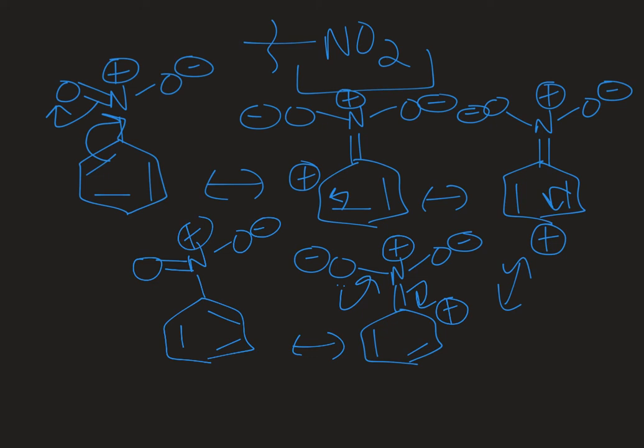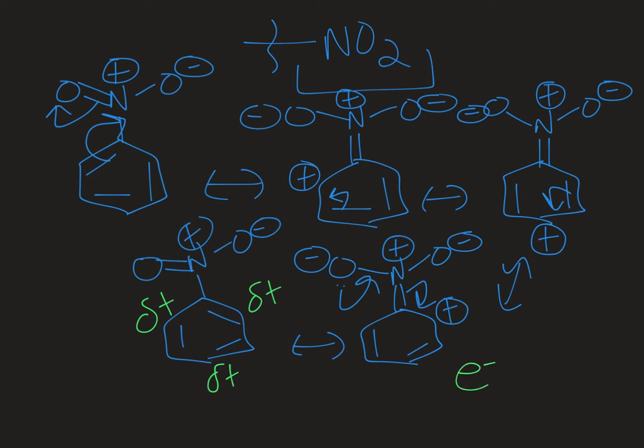So we draw resonance contributors like this with Lewis structures to show us all of the ways that electron density can be distributed throughout the pi system, but the molecule is not existing as one of these or the other. It's a weighted average of all of them. It's sort of a hybrid of all of them. But when we draw out our resonance contributors with Lewis structures, we can see what atoms are electron deficient and what atoms are electron rich, and that gives us a sense of the overall character of the molecule.